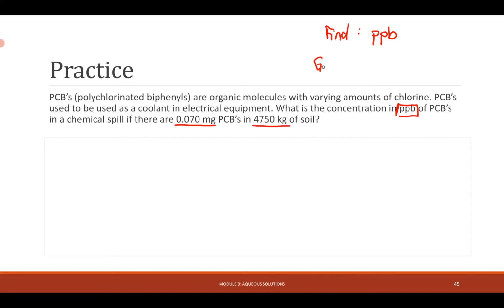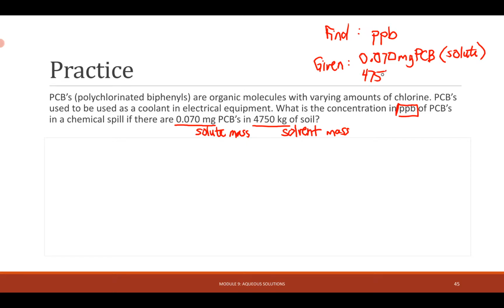So we are given, this is our solute mass, and this is our solvent mass. So we are given 0.070 milligrams PCB. I'm going to just write solute next to that. And we are also given 4750 kilograms. And so that is my solvent.